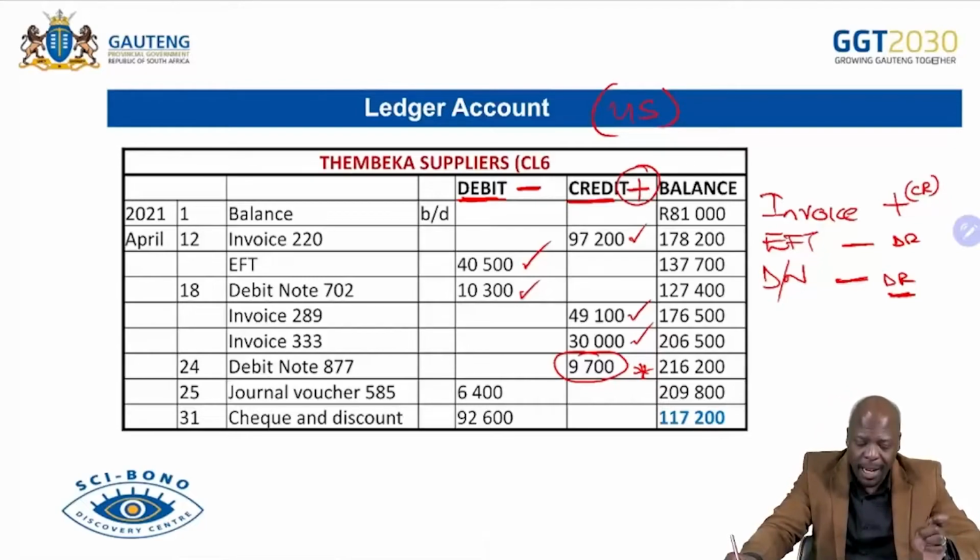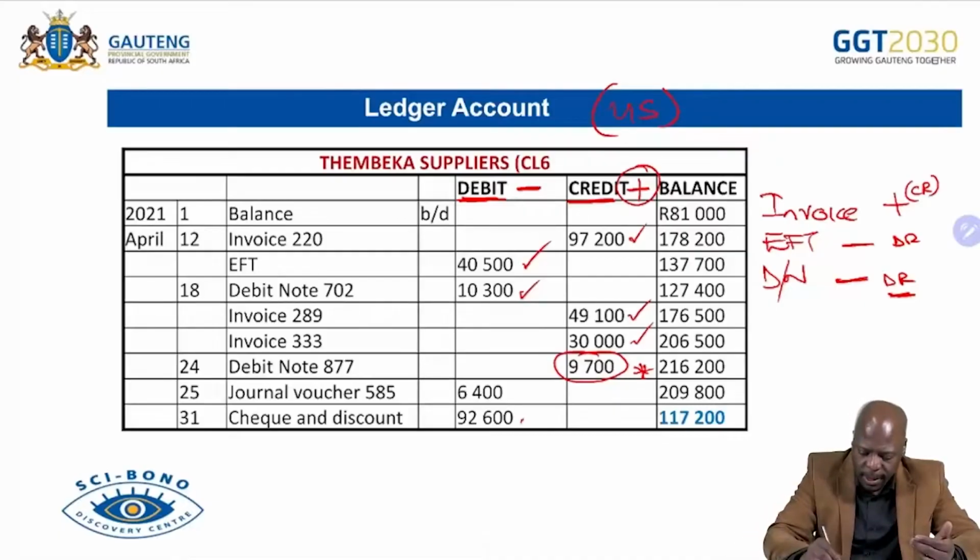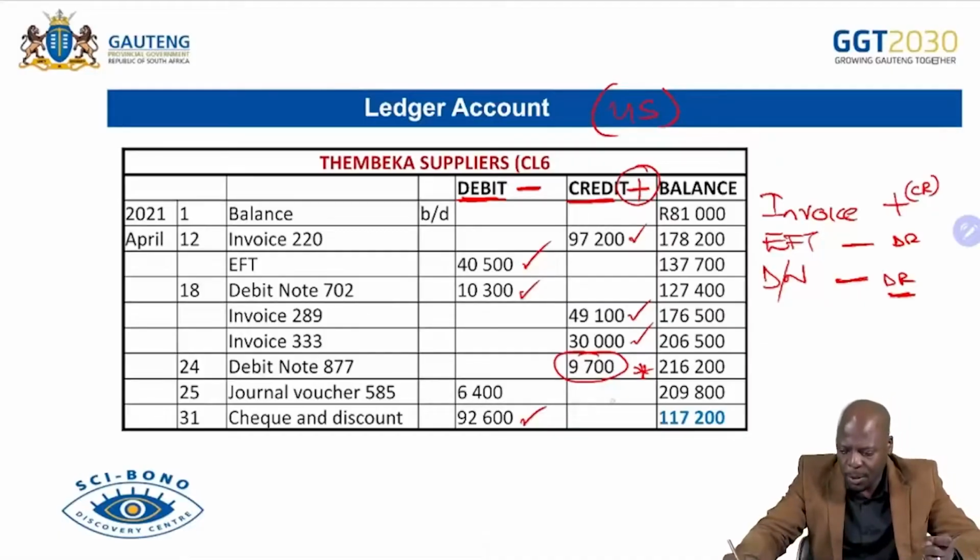Okay. Now, the next one is a general voucher. This one has to do with transactions that are going to follow. But then the last one becomes your payment and discount. Your payment and discount of 92.6. This is definitely on the right side. Remember, your payments, that is your EFTs, and discount come to the debit side.